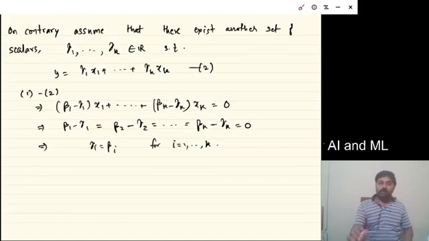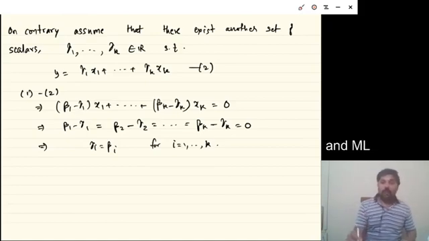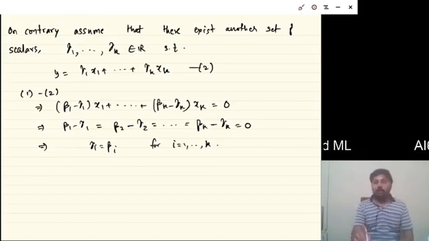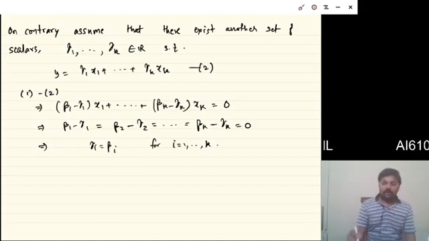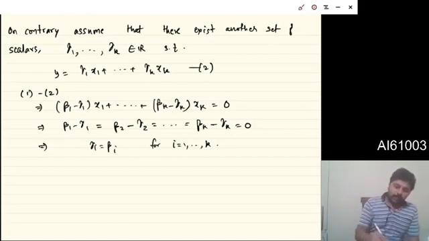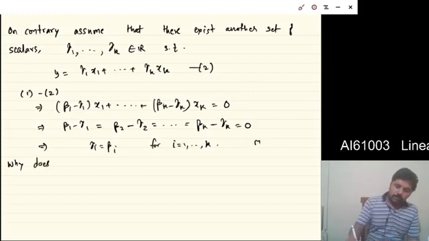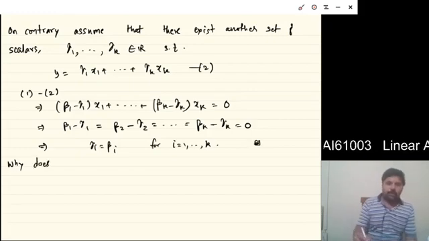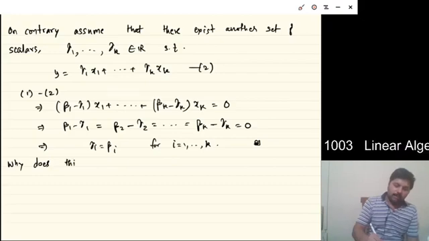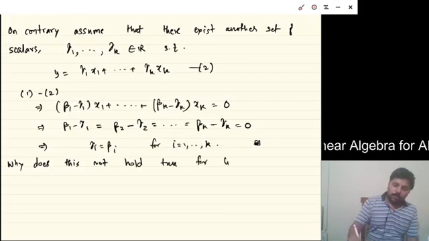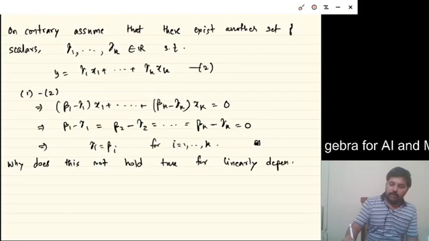Okay, so that is something that is interesting, and why that will fail for linearly dependent vectors, let's try to understand. So why? So this is sort of proof complete for the claim. Why does this not hold true for a linearly dependent set?